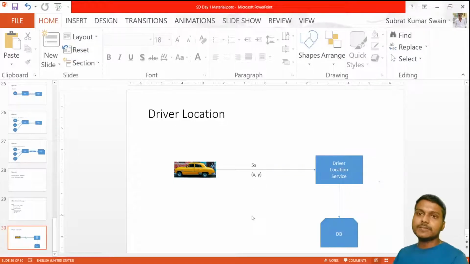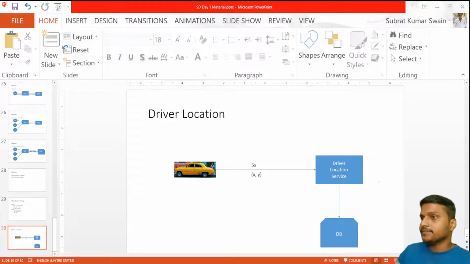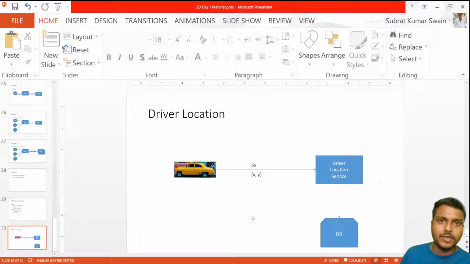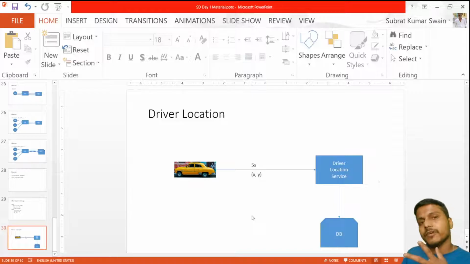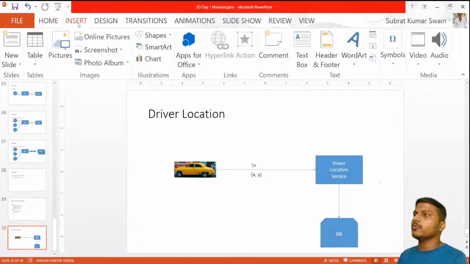UDP seems very apt for this case, because we don't need a reliable system here. We can fetch the location of the driver every moment, and it would send again. If I lose any data, I can get its position at the very next moment. UDP can be used, but I'll not take UDP, guys. I'll take WebSocket here, because it would help us at a later moment as we go further in this discussion.